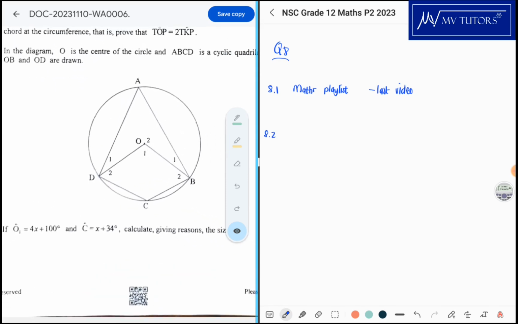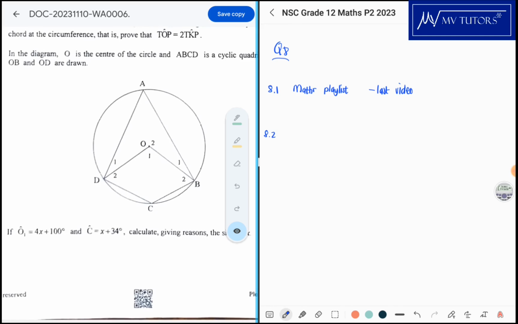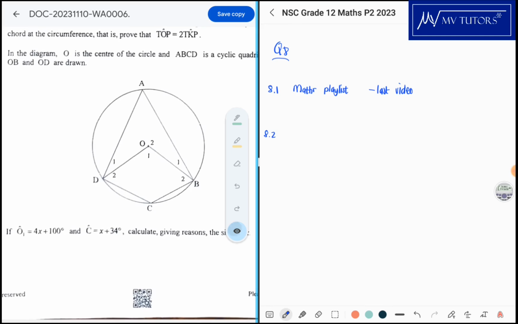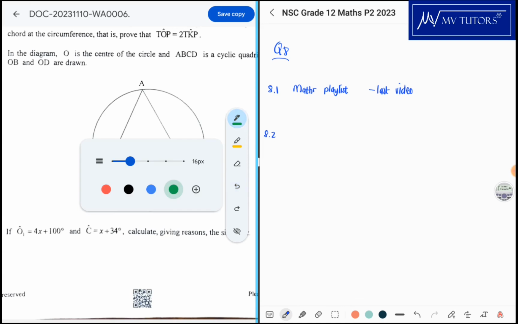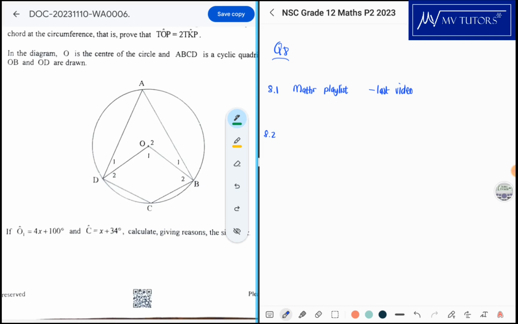So let's just put in all the information that we can. O1, they've told us it's 4x plus 100. Oh, my pen is thick. This is too thick. Let's reduce the thickness a bit and see. Okay, much better. 4x plus 100 degrees, that is O1. And then C is x plus 34.